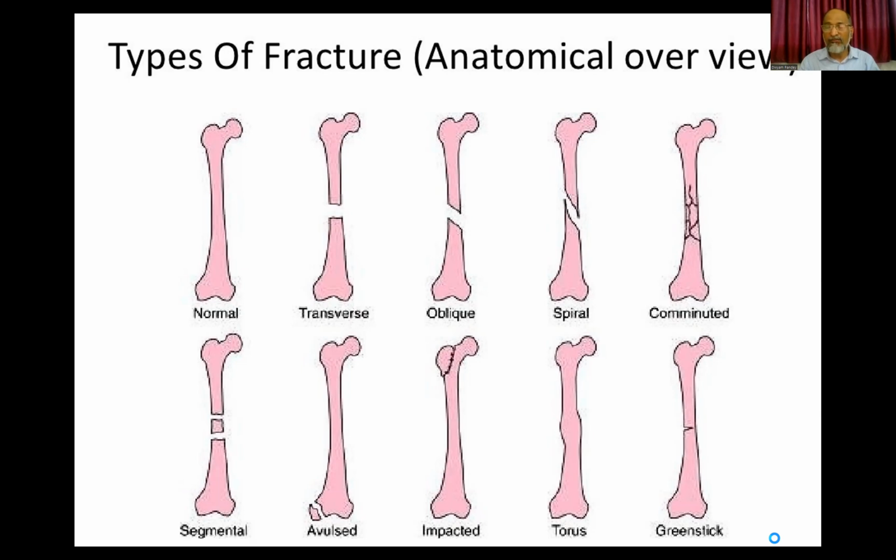Then you've got a greenstick fracture, where one cortex is fractured or breached, and the second cortex is still intact. This is called greenstick because it is seen usually in plants which are still soft, and you bend the branch of that small plant, and it does bend, but on one side it is intact, that is, on the tension side it is intact, and on the compression side you see a lot of creases, which are nothing but the fracture lines.